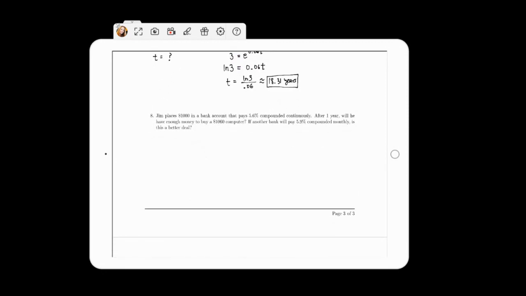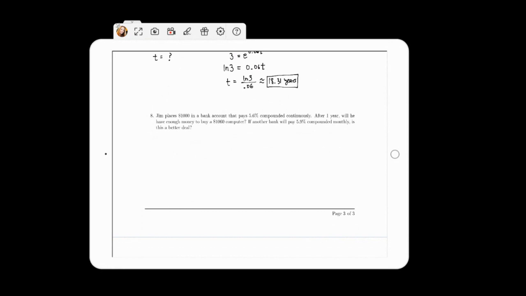Okay, so question 8 is one more of those comparison questions. Jim places $1,000 in a bank account that pays 5.6% compounded continuously. After 1 year, will he have enough money to buy a $1,060 computer? So we can answer that. There's also a second question. If another bank will pay 5.9% compounded monthly, is this a better deal? All right, we'll answer the first question first.